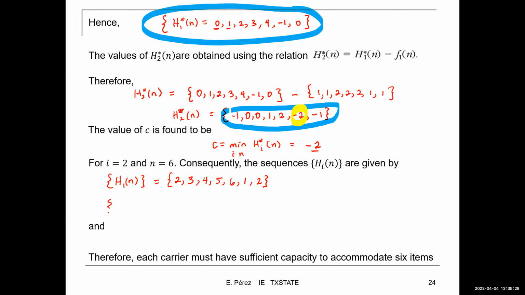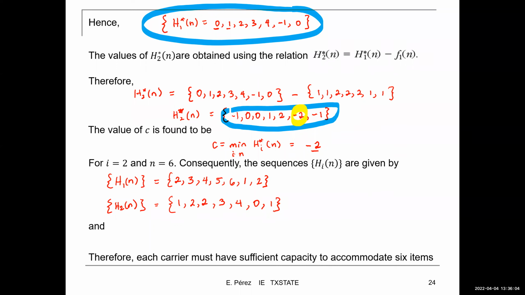Then we do the same thing for H2. We have -1 minus -2 is 1. 0 minus -2 is 2. 0 minus -2 is 2. 1 minus -2 is 3. 2 minus -2 is 4. -2 minus -2 is 0. -1 minus -2 is 1. So these are the two sets.